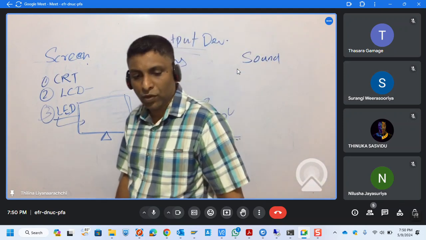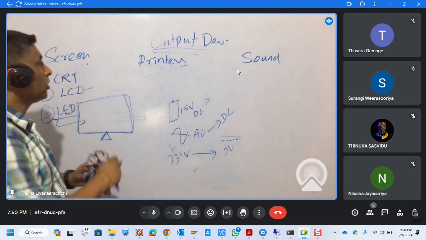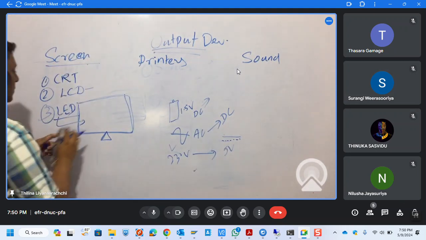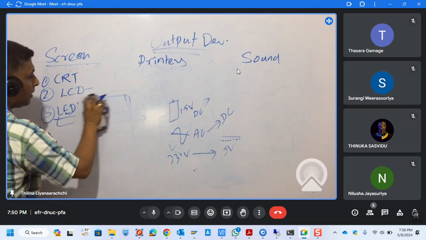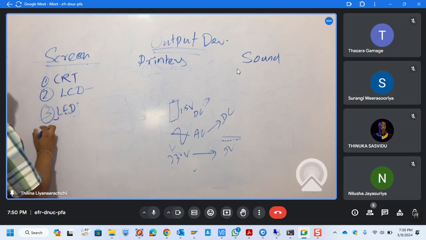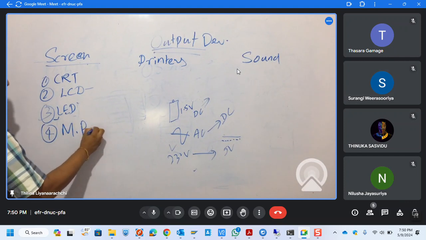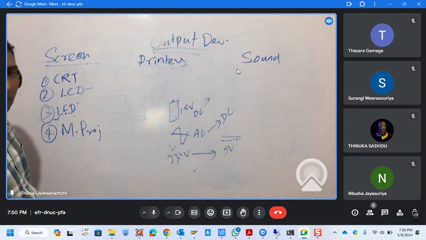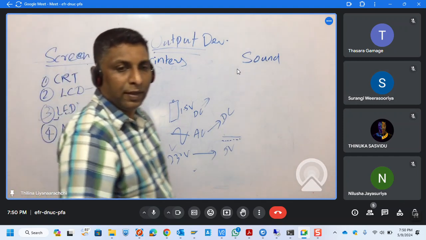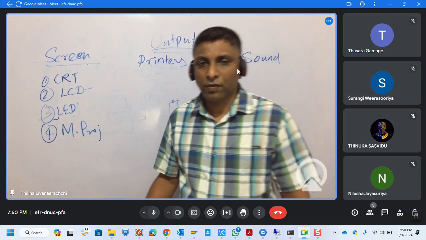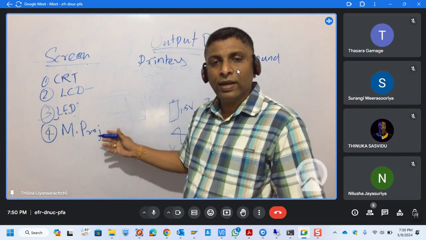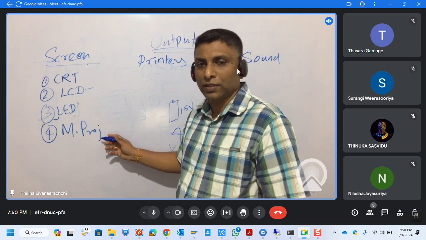Multimedia projector, the fourth one, right? So we were talking about the screens, LEDs. So the multimedia projector innovates, right? Multimedia projector. It's a very generic thing, right? From the beginning. Now we have LED capable multimedia projectors, right?